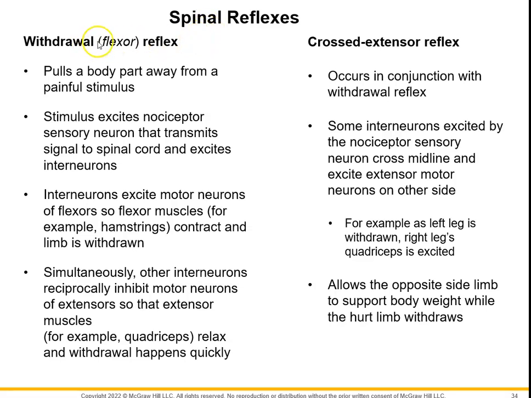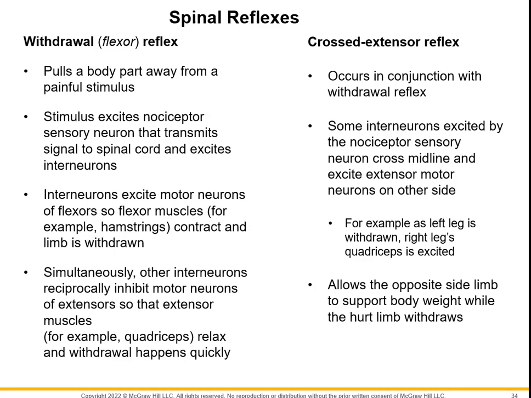These two, the withdrawal or flexor reflex and the crossed extensor, tend to go together. So we're going to consider them together and then we'll look at the image. So withdrawal, you know that means to come away from, right? So it pulls the body part away from a painful stimulus. That stimulus excites a nocisensory neuron. Nociceptors detect pain. So it sends that signal to the spinal cord, which excites the interneurons that then excite the motor neurons of the flexors. So like your hamstrings. When you excite the hamstrings, they're going to contract and your foot's pulled up.